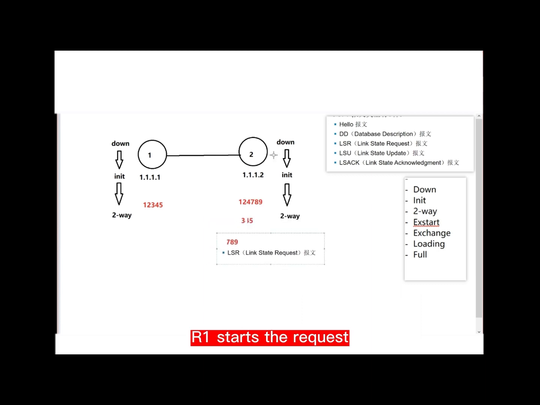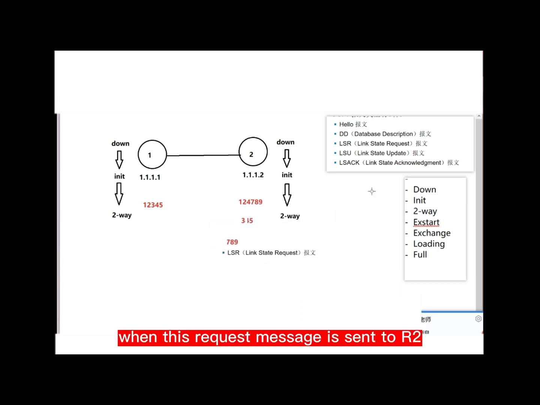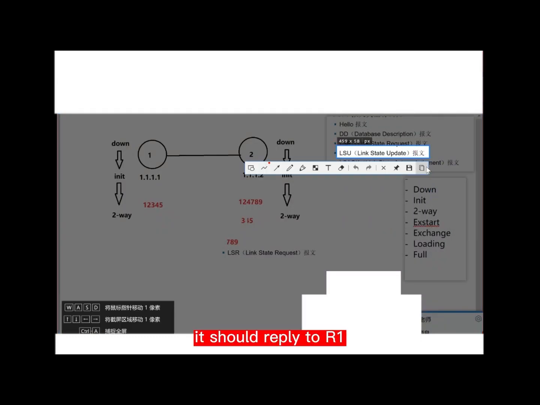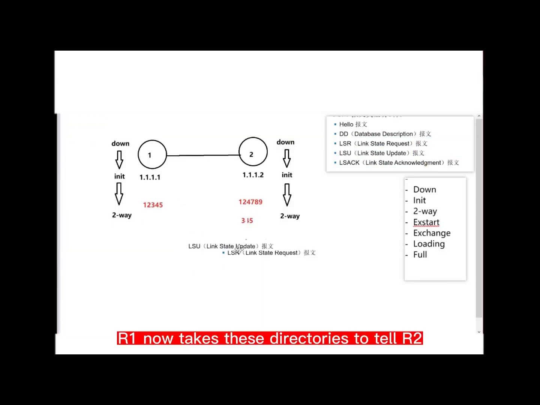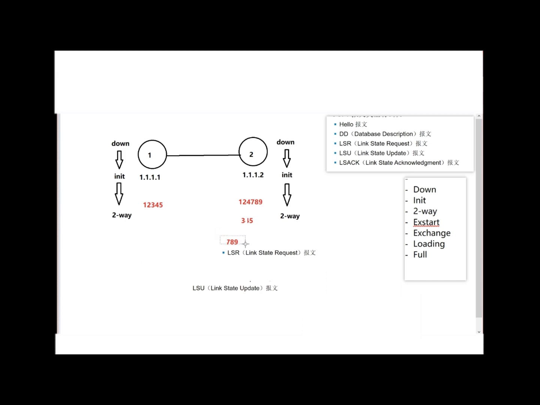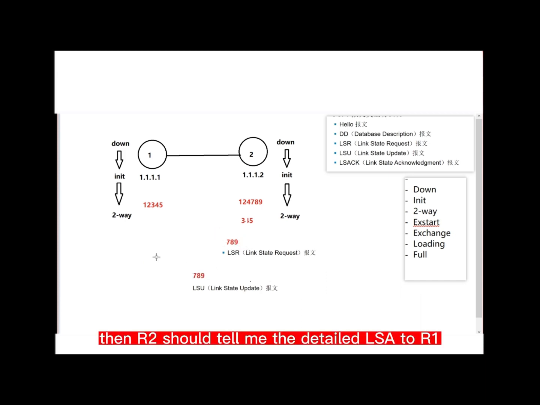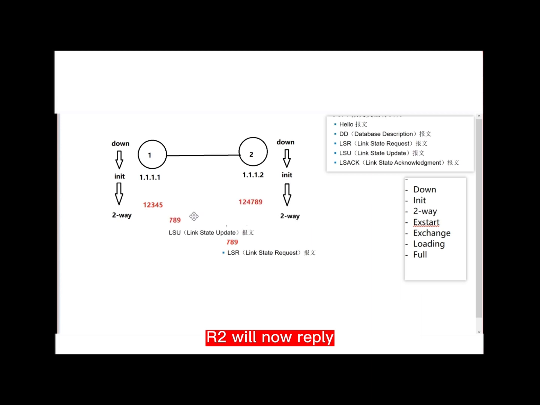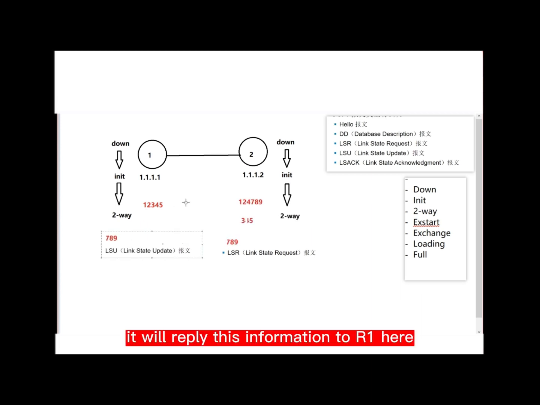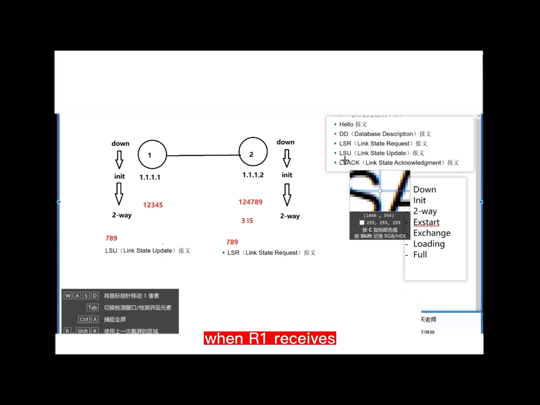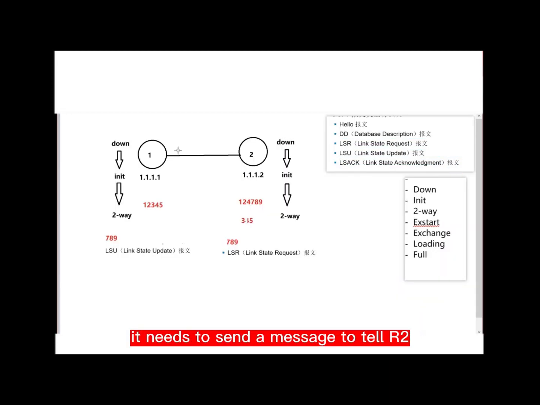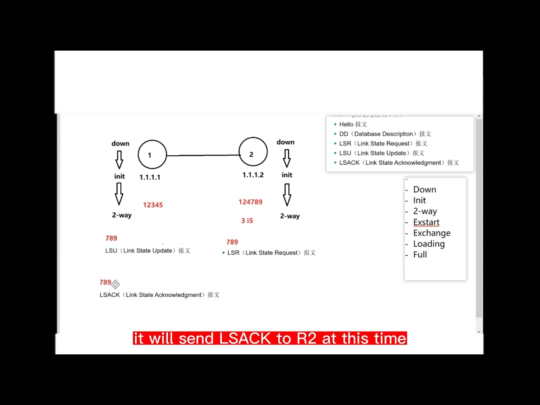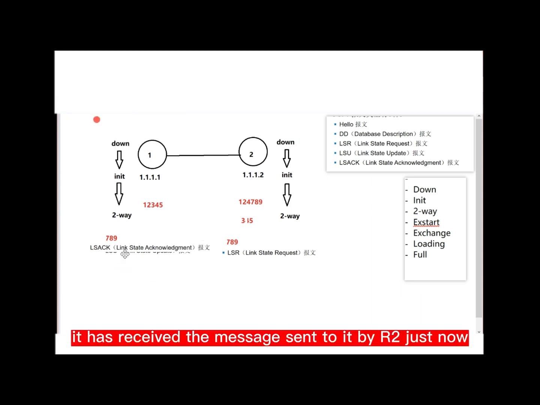R1 starts the request. When this request message is sent to R2, it should reply to R1. R1 now takes these directories to tell R2. Then R2 should send the detailed LSA to R1. R2 will now reply. It will reply this information to R1 here. When R1 receives, it needs to send a message to tell R2 it received the message just now. It will send LSAck to R2 at this time. It means that it has received the message sent to it by R2 just now.